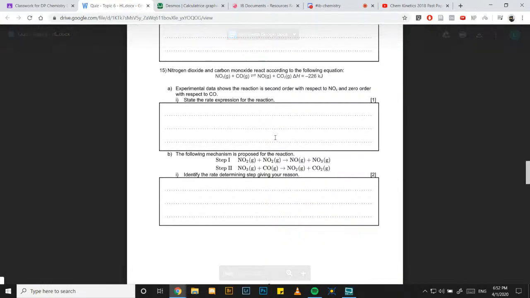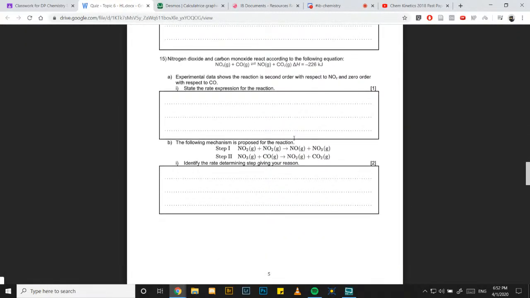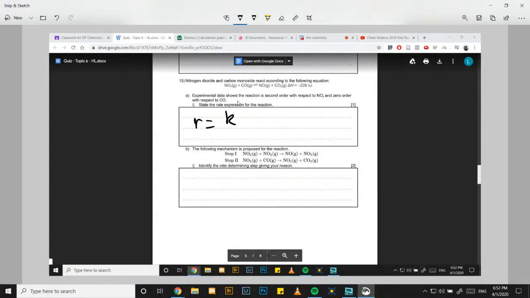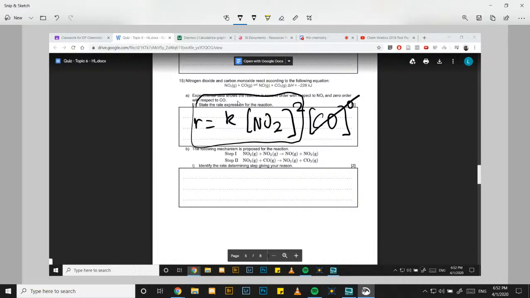Okay, nitrogen dioxide and carbon monoxide react according to the following equation. Experimental data shows the reaction is second order with NO2 and zero order with CO. State the rate expression for this reaction. You know the form of the rate equation is always r equals k first. Then let's look at the first reactant, NO2. We're told it is second order, which means it's going to be squared. And then the other reactant is CO, which is zero order with respect to CO. So it's zero, which means it cancels out. You don't even need it. So it's just this. This is your rate expression for that one.